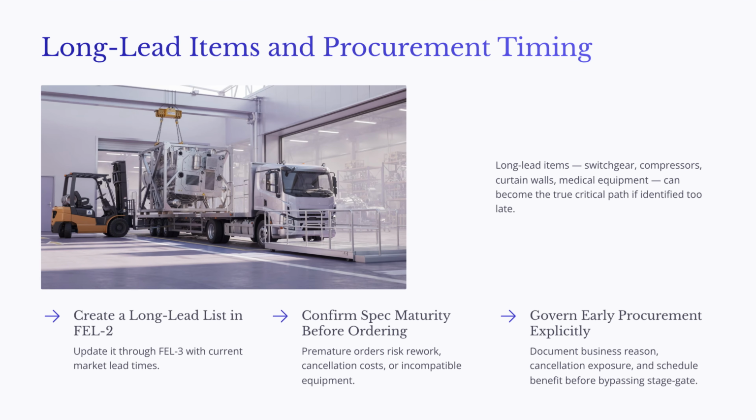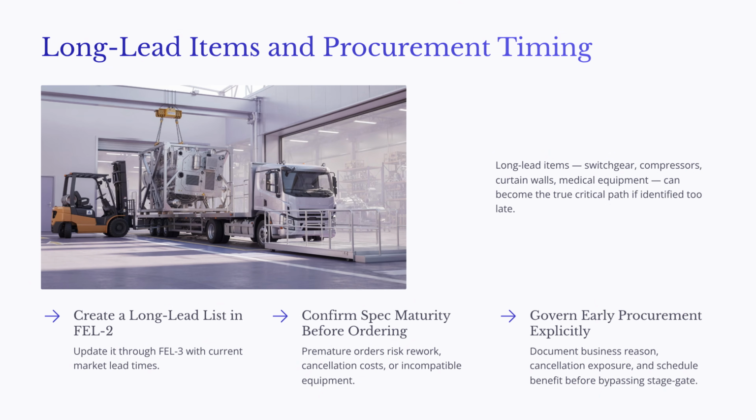Long lead items can quietly become the true critical path of a project. These may include switchgear, compressors, transformers, generators, elevators, curtain wall systems, medical equipment, laboratory casework, or specialized controls. If they are identified too late, the construction schedule may look reasonable on paper, but the project can still be delayed by procurement. That is why the project team should create a long lead item list during FEL2 and update it through FEL3 using current vendor and market information.